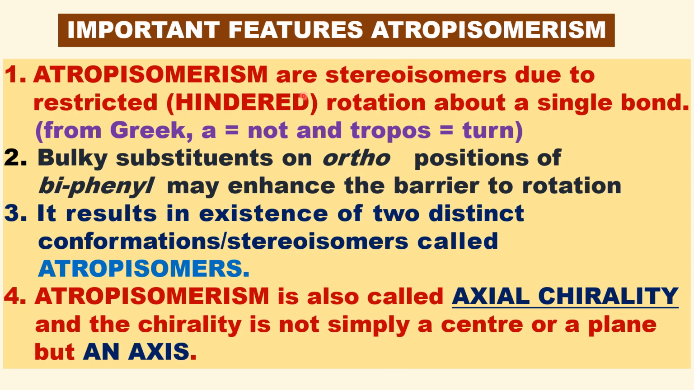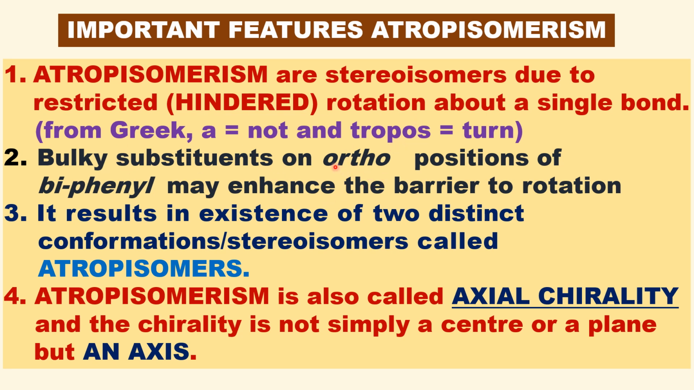So what are the important features of atropisomerism? They are stereoisomers arising due to restricted, hindered rotation about a carbon-carbon sigma bond. In Greek, a means not, tropos means turn, so not able to turn, not able to rotate. As a result, the isomers obtained are called atropisomers.